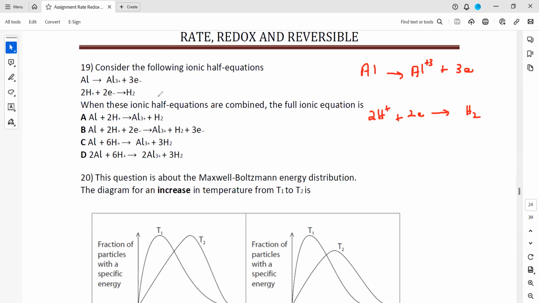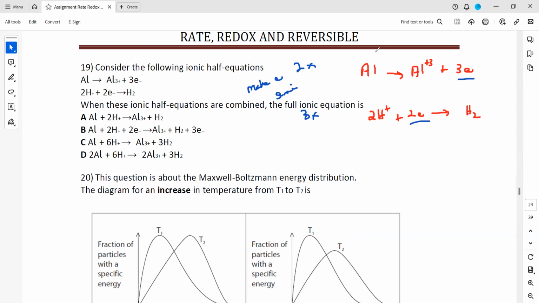We want to write the combined equation. How to write a combined equation? If we have oxidation and reduction halves, how to write the final combined equation? We make the number of electrons the same. In the first equation, we have 3 electrons. In the second equation, we have 2 electrons. So we multiply our first equation by 2 and our second equation by 3, because we want to make the same number. Then we add the two equations, so the electrons cancel out.